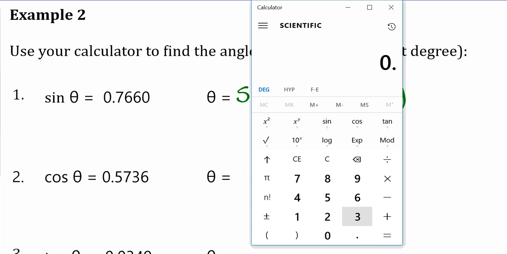So here, 0.7660, that's too many sixes, but you get the idea. And I'm going to use my second function button, and there's sine. So I'll pause it again, and you can take a look and see how your answers compare.